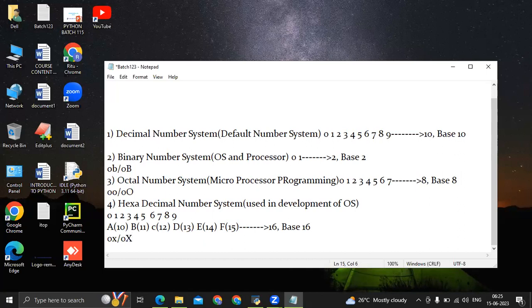Clear? Now let me show you with the help of examples.